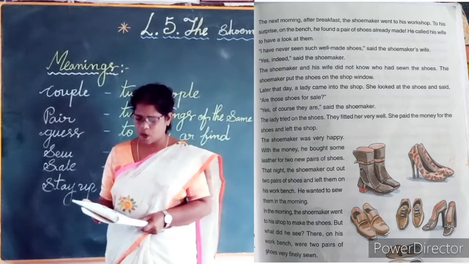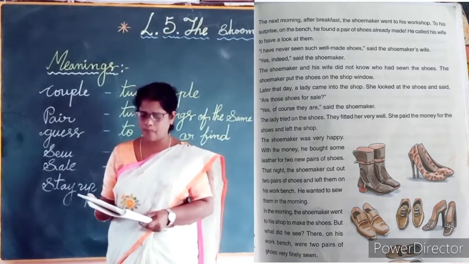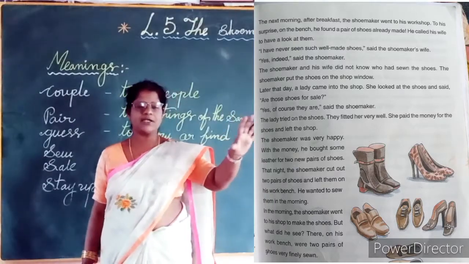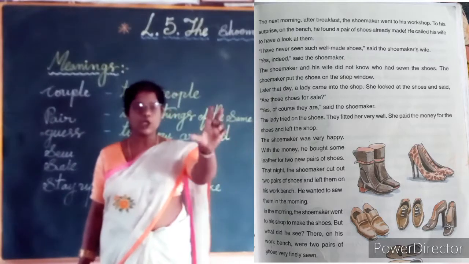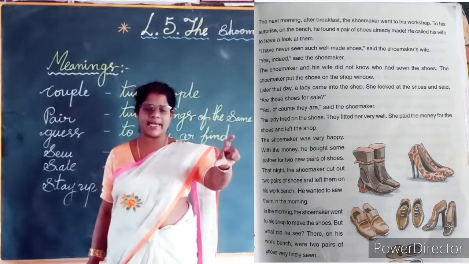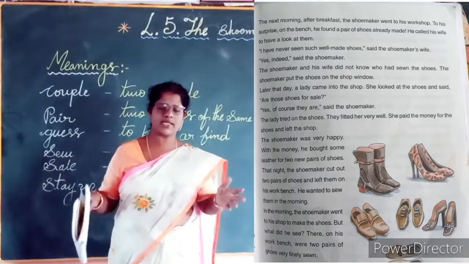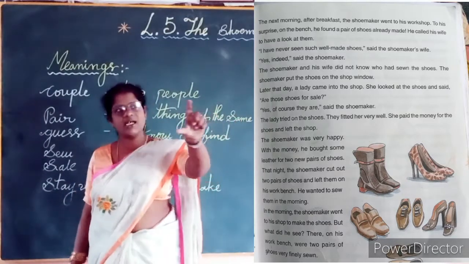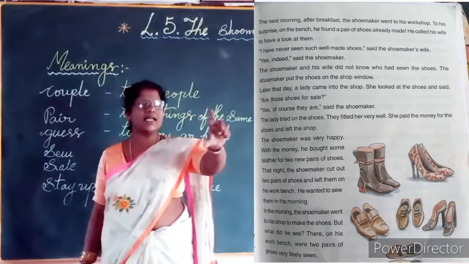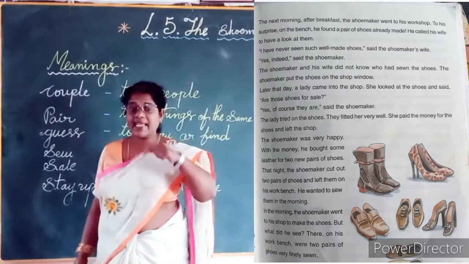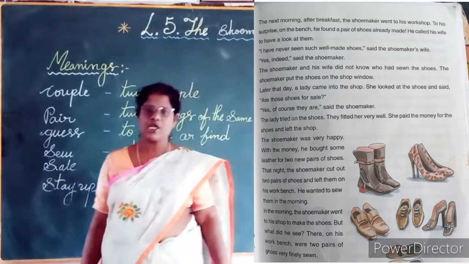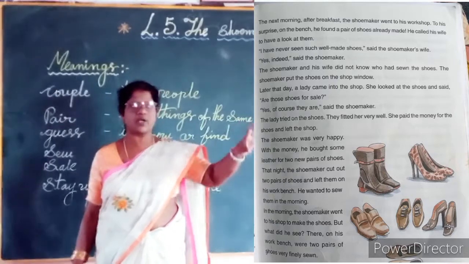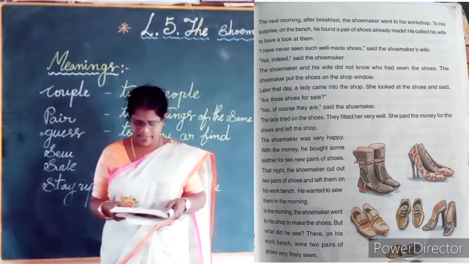And then the shopkeeper put the shoes on the shop window. He is going to his shop now, and in the front of his shop he kept the new pair of shoes on the glass. Because when you go outside on the road and you want to buy any shoes or sandals, first you will check the shoes and sandals placed on the glass, and then only you will take a step into the shop, isn't it? Like that, this shoemaker also kept the shoes on the glass.